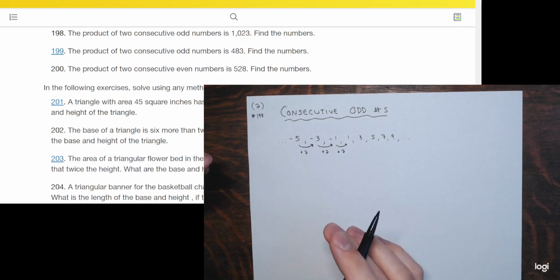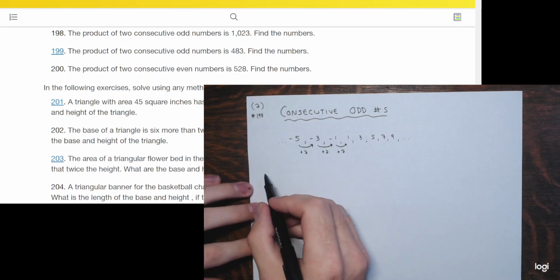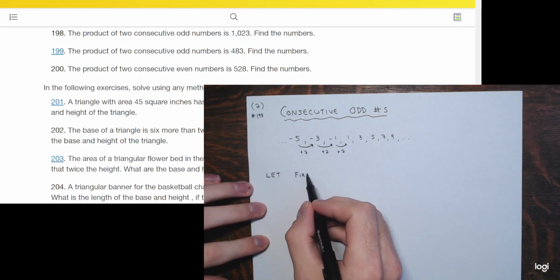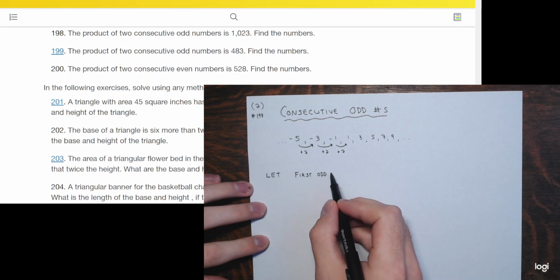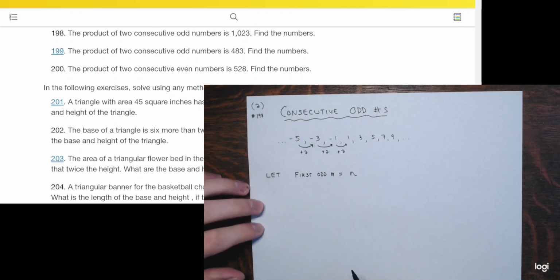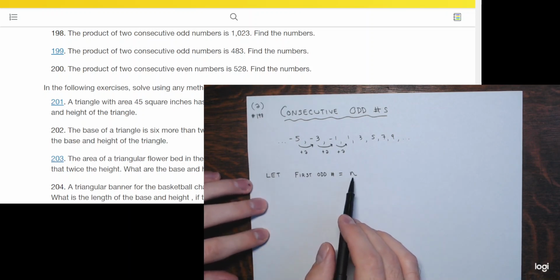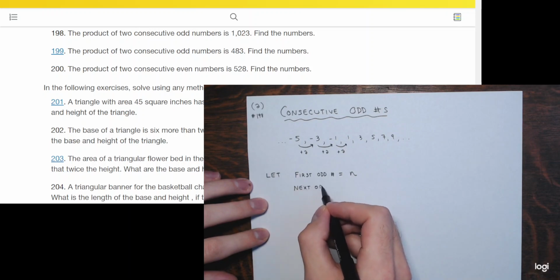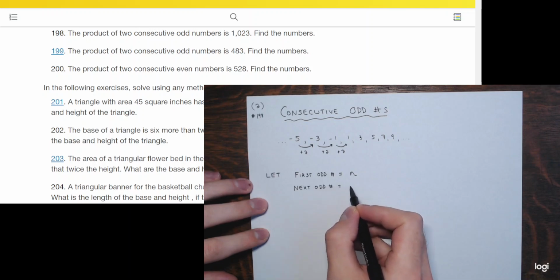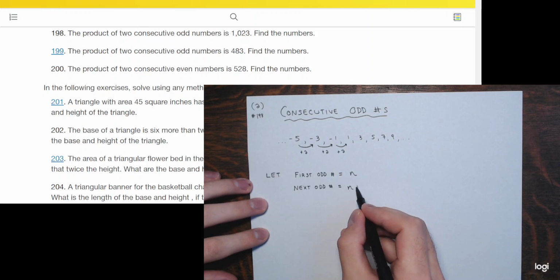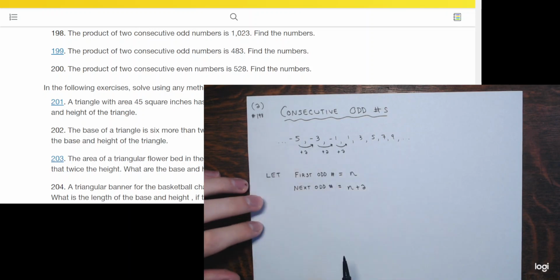All right, so I read through the problem. Now I want to identify the unknowns. So I'm going to let that first odd number that we're trying to find, I'm going to represent that with n again. Why not? So the first odd number I'll call n. And then the next odd number, we're looking for two consecutive odd numbers. Well, again, you can call it something else, but if I know the first odd number is n, the next odd number would be n plus 2. You get from one odd number to the next by just simply adding 2.